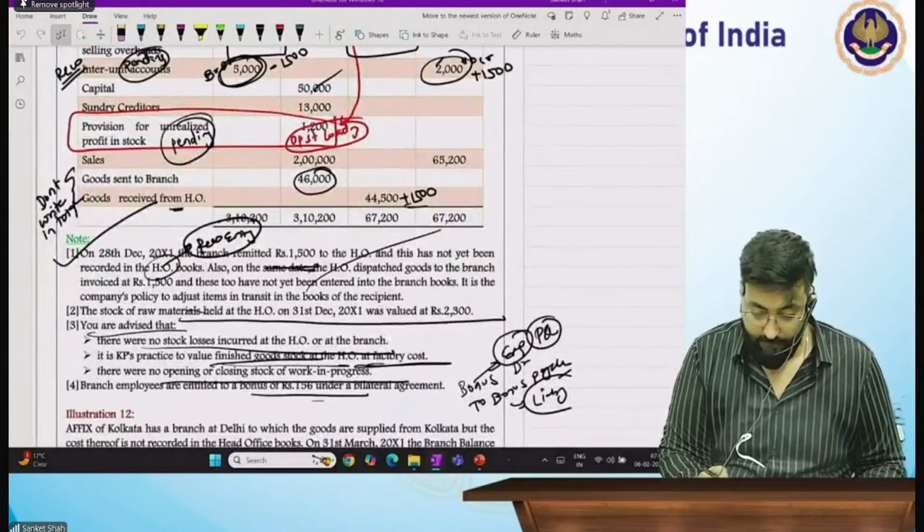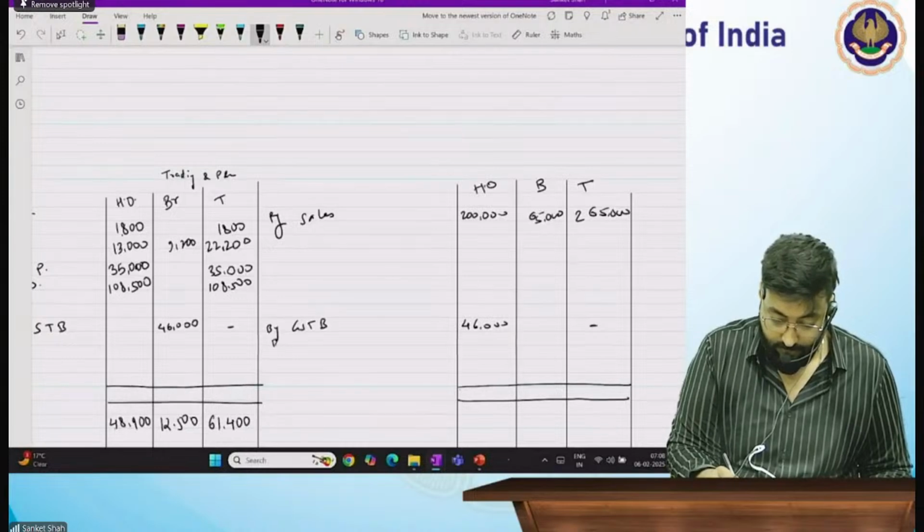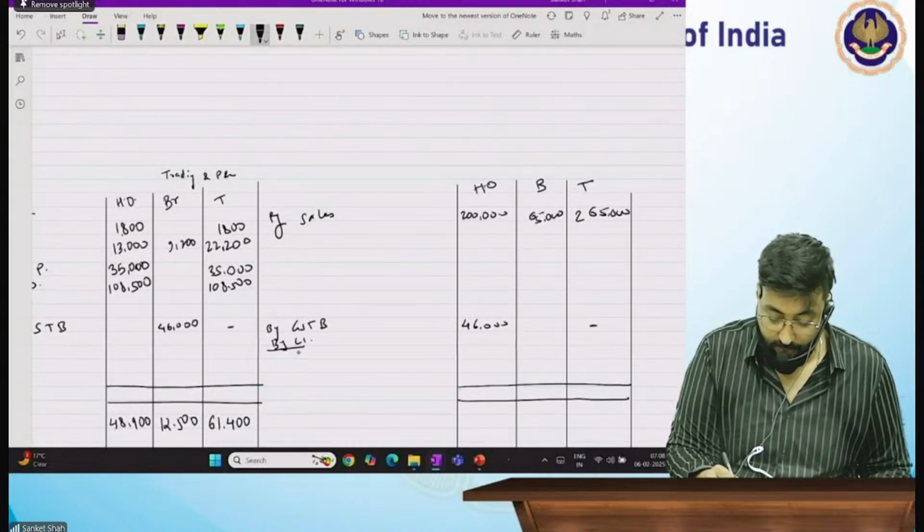Next. On 28th December, the branch remitted 1,500 to the HO, and this has not yet been recorded in the HO books. So, already completed both adjustments.